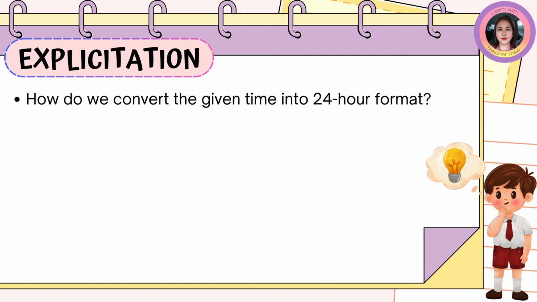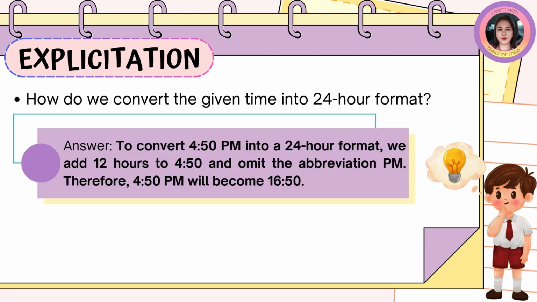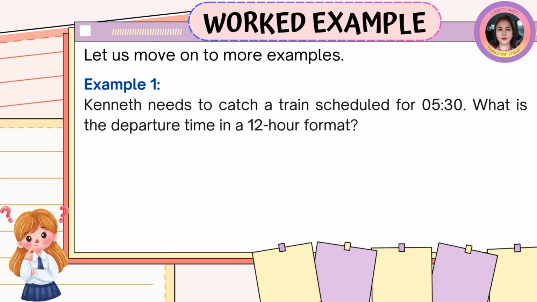How do we convert the given time into 24-hour format? To convert 4:50 p.m. into a 24-hour format, we add 12 hours to 4:50 and omit the abbreviation p.m. Therefore, 4:50 p.m. will become 16:50. Let us move on to more examples.